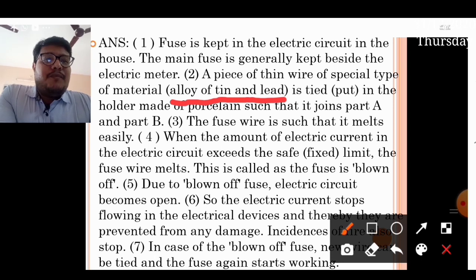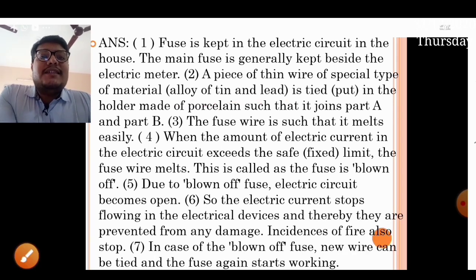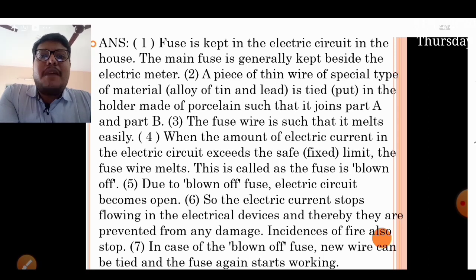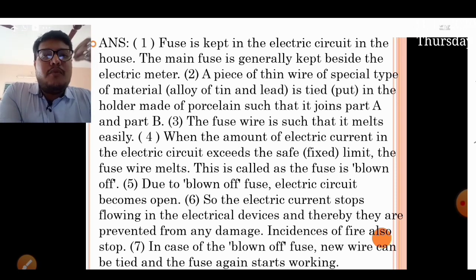It is kept inside a holder made of porcelain, right? The wire is kept inside that holder such that it joins part A and part B. The fuse wire is such that it melts easily, right? When there is more current, there is more heat, so it will melt easily, right?